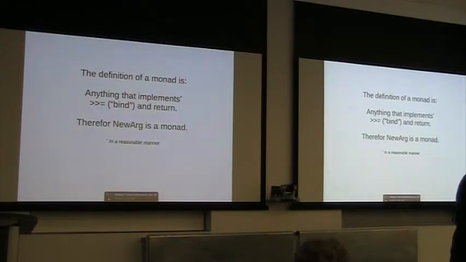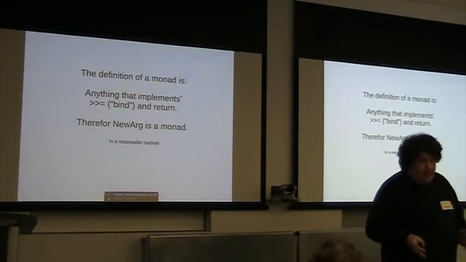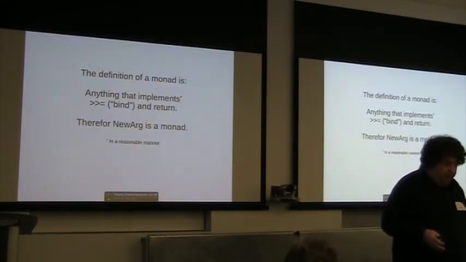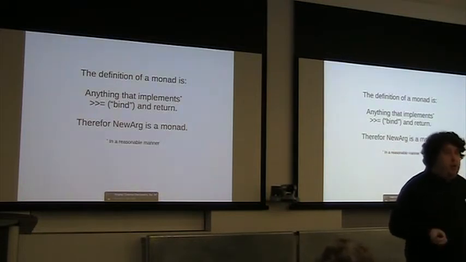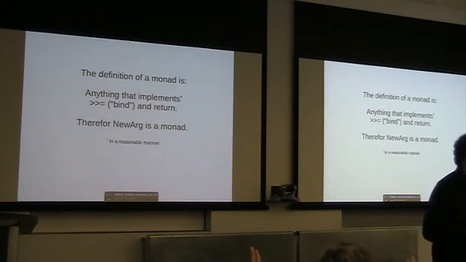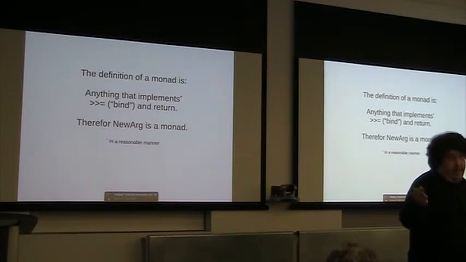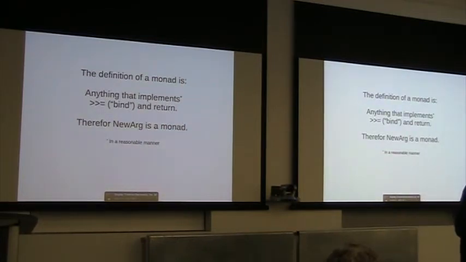So an important thing here. The definition of a monad is a little bit more complicated than this, but it basically boils down to anything that implements bind and return in a reasonably sane way. Monad laws may get mentioned at some point, but don't worry about that. Anything that implements bind and return is a monad. So new arg is a monad because we've implemented bind and return. A return just literally lifts the value up into the monad. So it's the flattening. Or the unflattening, actually. Because I've heard monads described as sort of like flattening functions. Yet another, no metaphors.